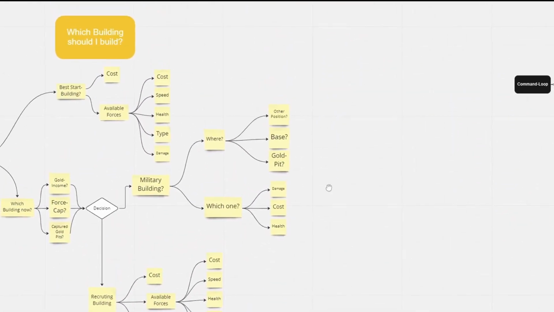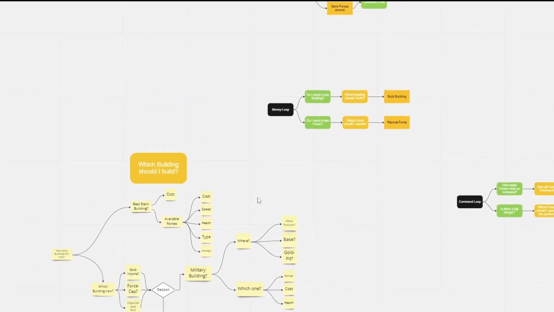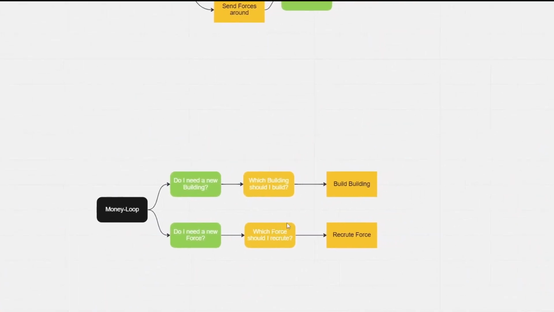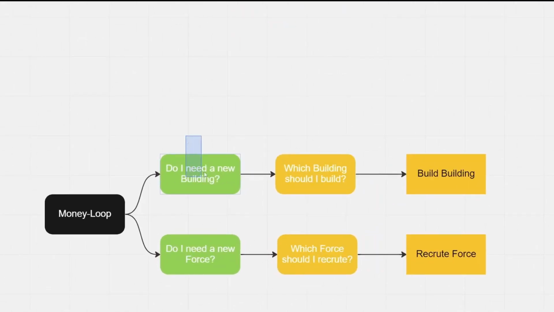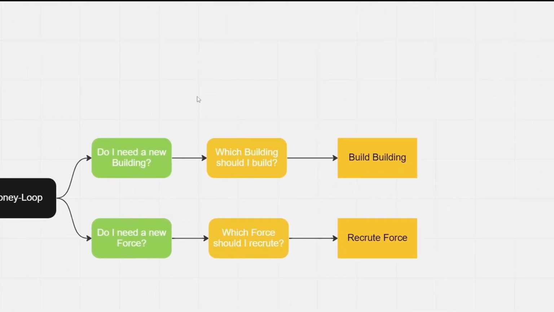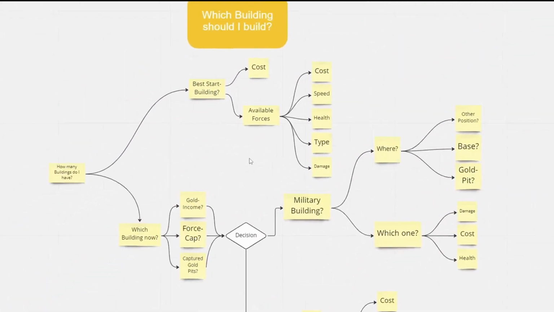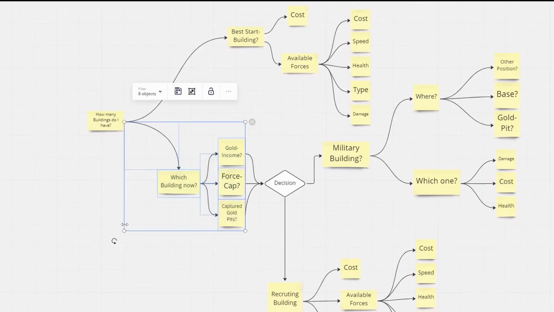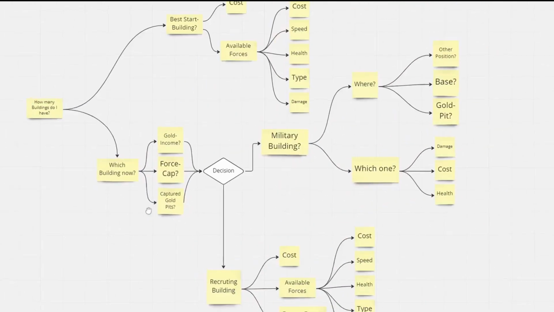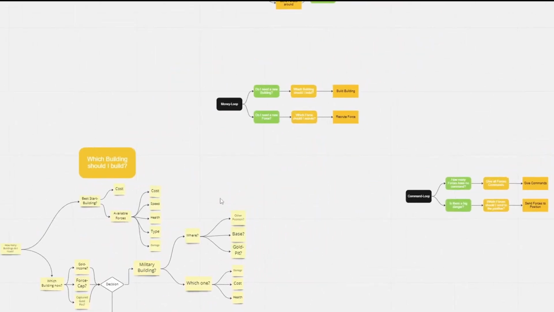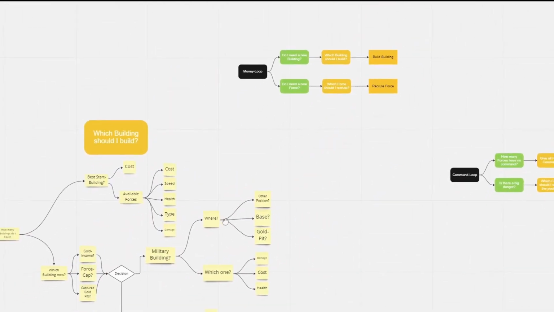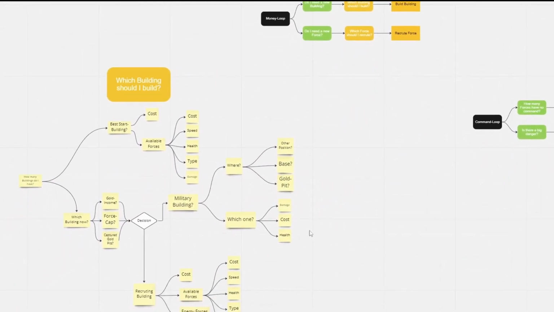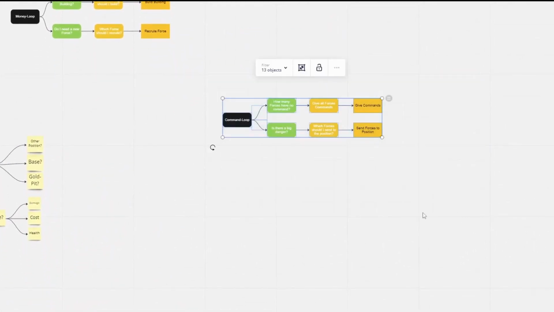I already have an AI, but it is not answering all questions right now. These two questions, do I need a new building or do I need a new force, are already answered. But which building should I build? We already calculate a start building, but later on we don't exactly know which building to build. So this is, for example, a method that I still need to implement. And also the command loop is already working.